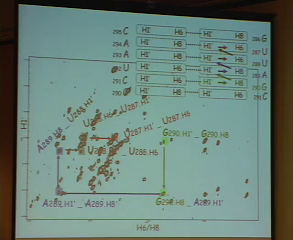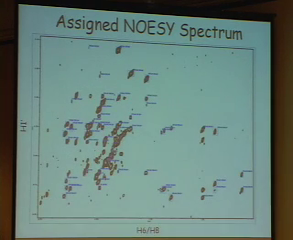Now, as I mentioned before, this is a homonuclear experiment, so it correlates proton to proton here. Here's an assigned NOESY spectrum, and I should also mention that peak size can be correlated to the distance between two protons in space. So the farther apart two protons are in space, the smaller the cross-peak, and the smaller the distance between two protons, the greater the cross-peak.